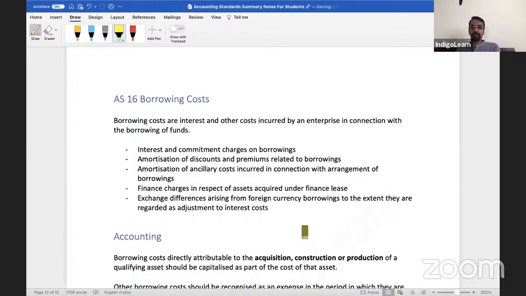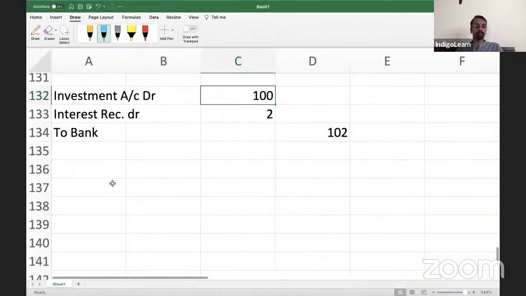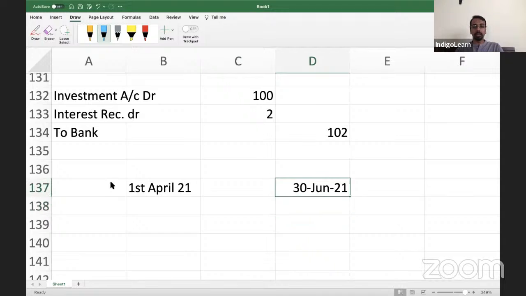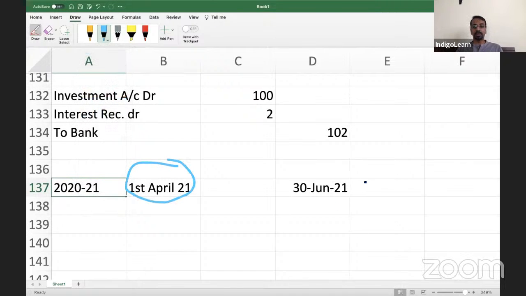Pre and post acquisition dividend. For example, let us say you purchase some shares on 1st of April, and the company declared some dividend on 30th of June 2021 for the financial year 2020-2021. So when did you purchase? You purchased on 1st April. When did the dividend come? The dividend was declared on 30th of June. When is that dividend pertaining to? It is pertaining to this particular financial year.